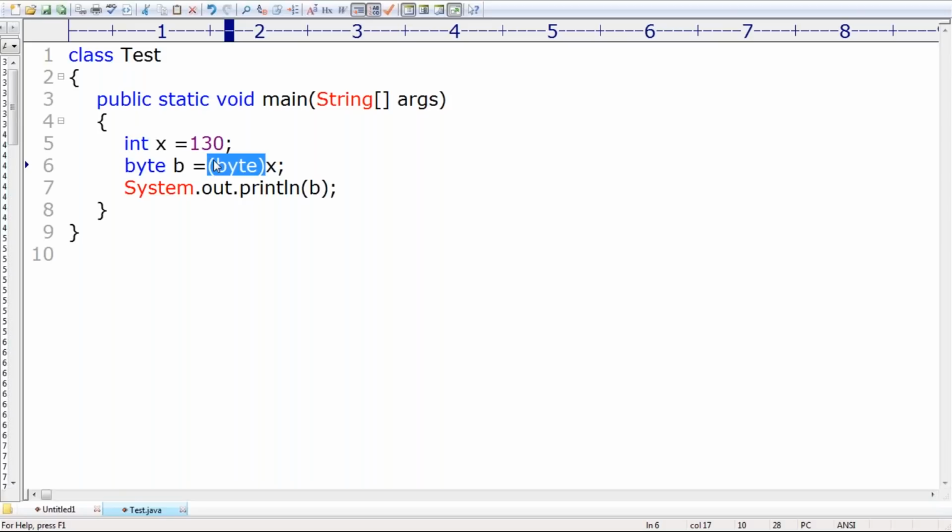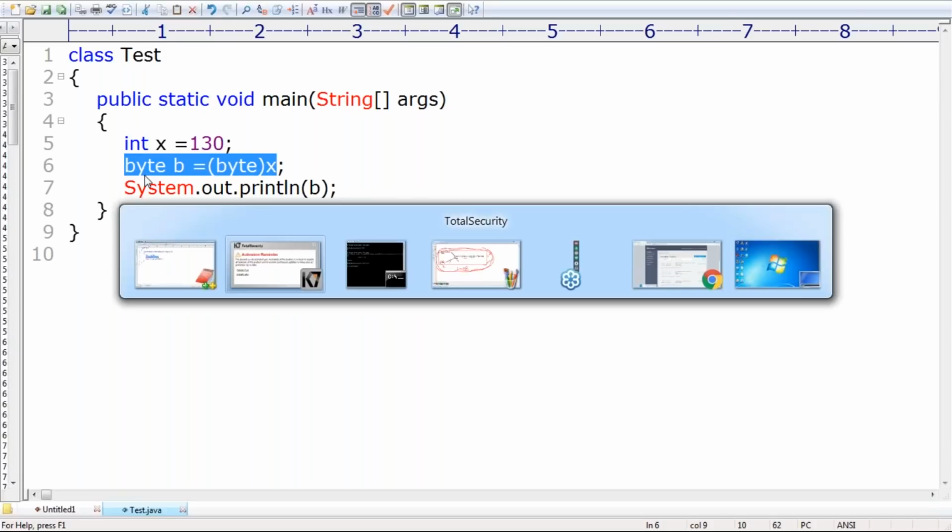Next, another thing. Think very carefully. What is the value of x? Can you please tell what the value is? 130. I'm assigning it to a byte variable. The compiler already alerted me, but I didn't listen. I said I will take care, like I told. Now I'm trying to print and execute this code.